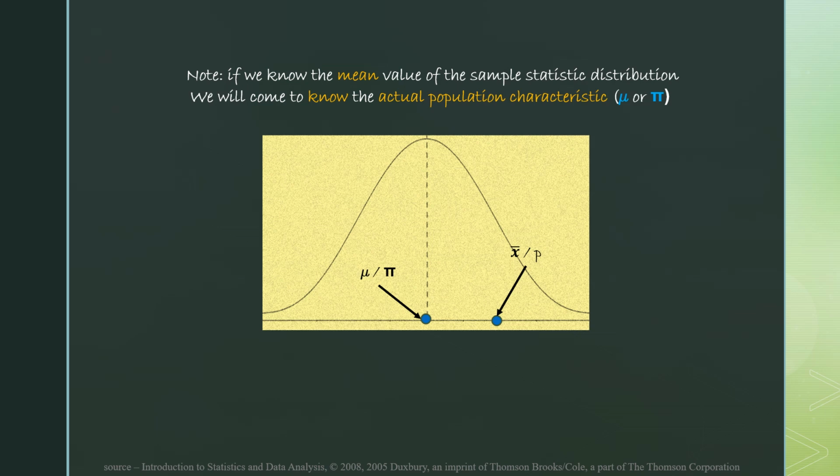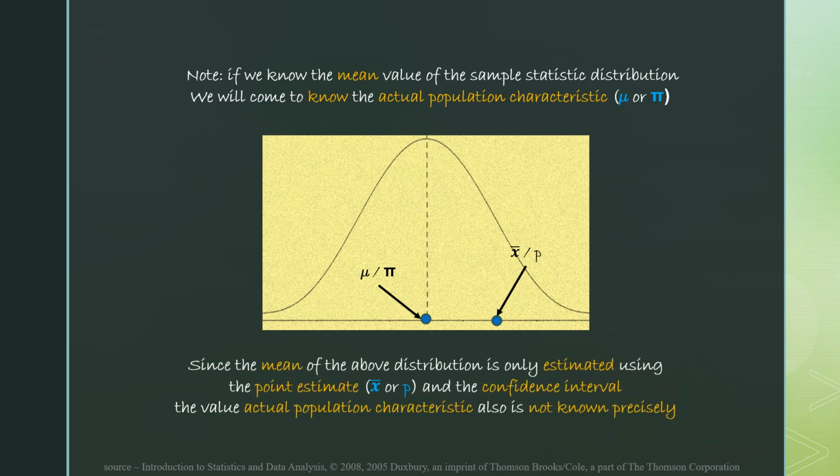Note, if we know the mean value of the sample statistic distribution, we will come to know the actual population characteristic mu or pi. Since the mean of the above distribution is only estimated using the point estimate x bar or p and the confidence interval, the value of the actual population characteristic also is not known precisely. But we can still make our decision using probabilities. We will learn how.